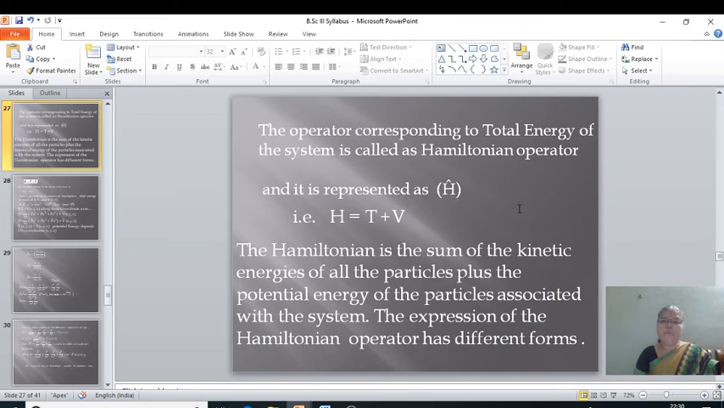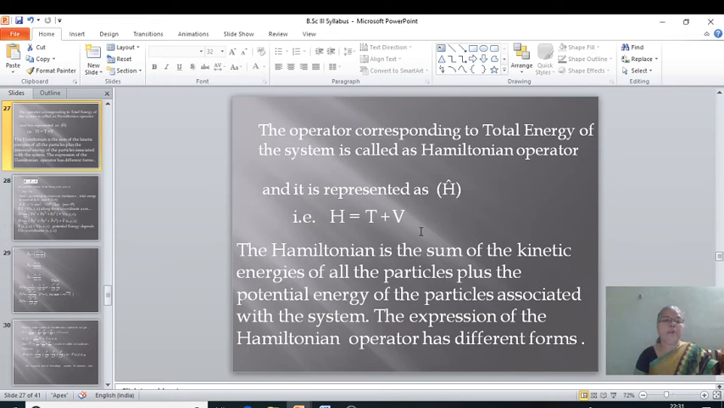Then all of you know the total energy of a system in classical mechanics is represented by H, and it is the sum of kinetic energy and potential energy. Kinetic energy is represented by capital T and potential energy by capital V. That is, the total energy of the system H is equal to T plus V.